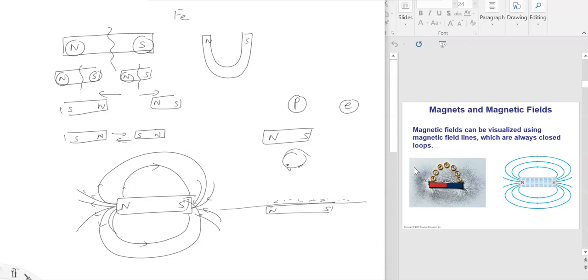Remember during electricity discussions, we draw electric field lines between charges, like positive and positive. We draw them leaving the positive charge, and in between pushing them away. It's the same thing when it comes to magnetic fields.